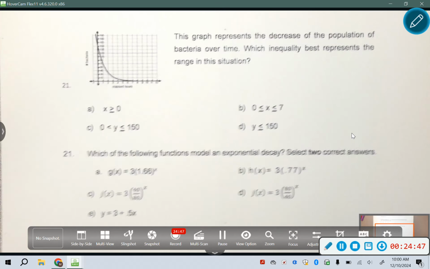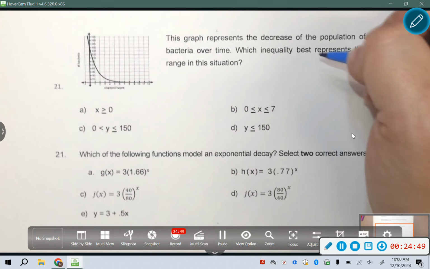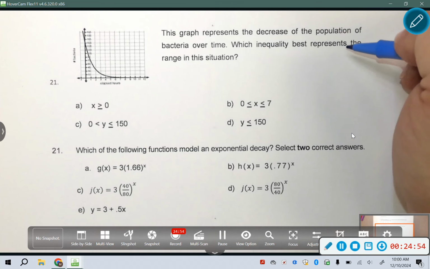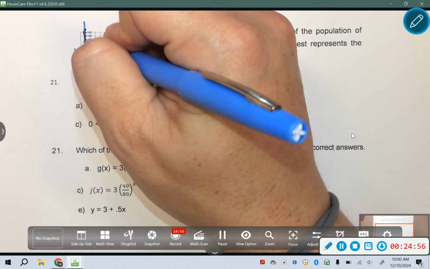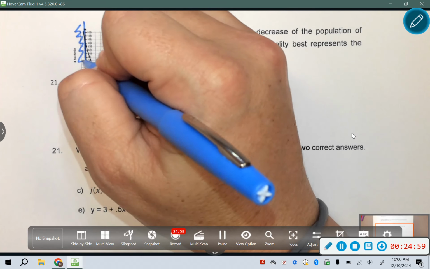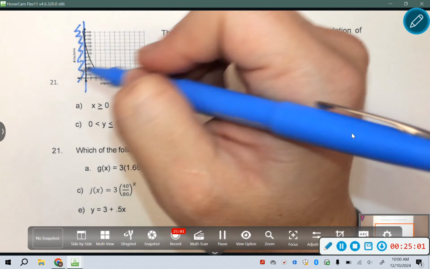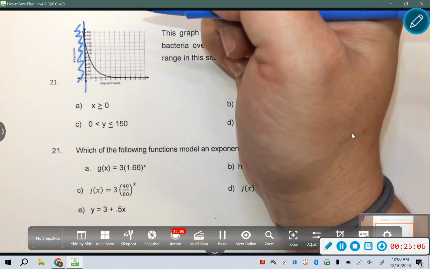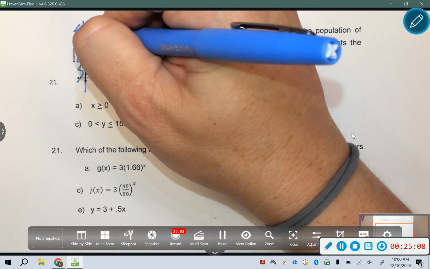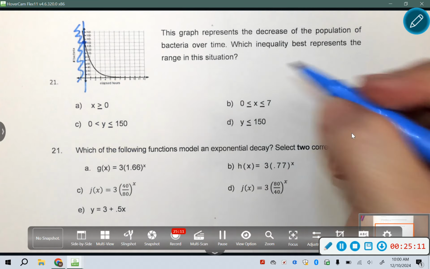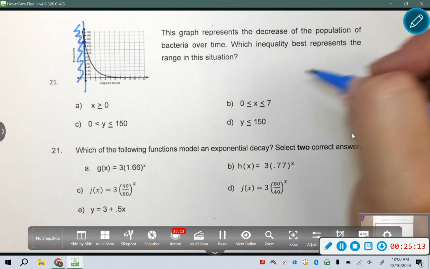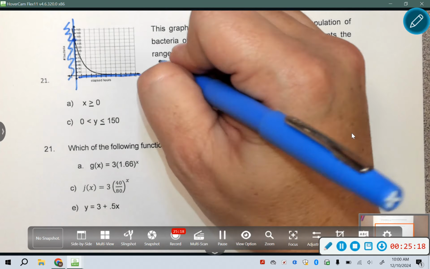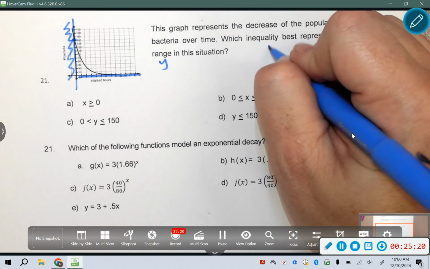Okay, number 21 says the graph represents the decrease of population of bacteria over time. Which inequality best represents the range? Well, I want you to realize anything from here this way is not in use because we're talking about real time, elapsed hours. We can't go backwards in hours. So we start at, what is that? 150? I know my highest, we're talking about range, so I'm only looking at my y values. Don't look at x. So my highest is 150.